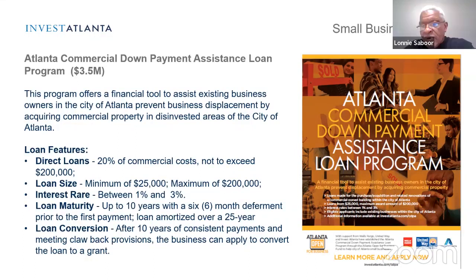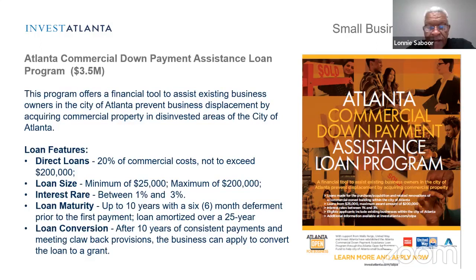So this program provides a 20% participation on not only acquisition, but also on the renovation that's necessary to get that property ready for your particular operation. The minimum loan size is $25,000, max is $200,000. Interest rate between 1% and 3%, and it's fixed. And this is where it gets very interesting. It's a 10-year loan note, and it's amortized over 25 years.